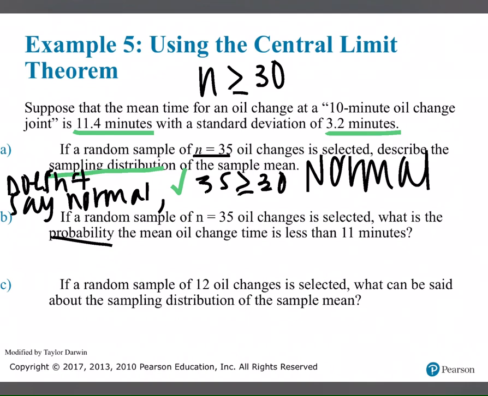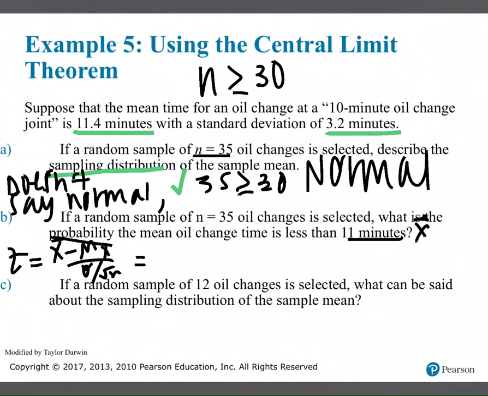So, if a random sample is selected of n equals 35, what's the probability that the mean time is less than 11 minutes? So this is our x bar. So we're going to use that same formula as earlier. X bar minus mean divided by standard deviation, which is now sigma divided by root n.